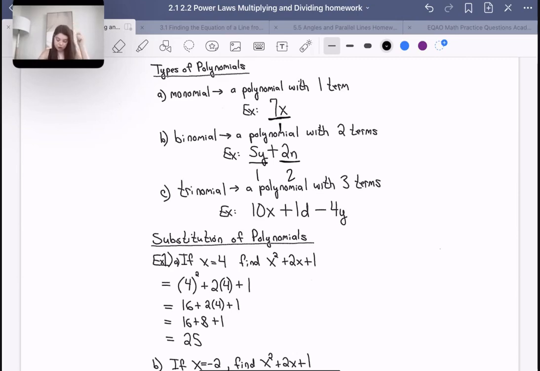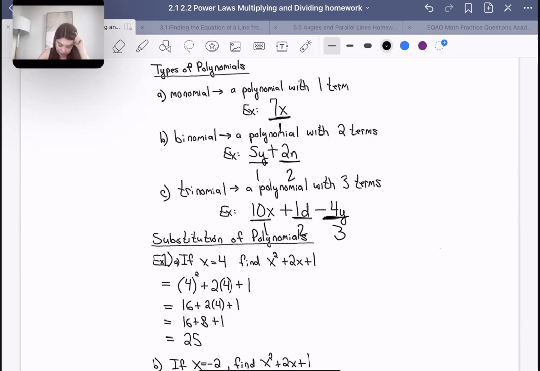A trinomial is a polynomial with three terms. So for example, 10x plus 1d minus 4y, that's three terms.